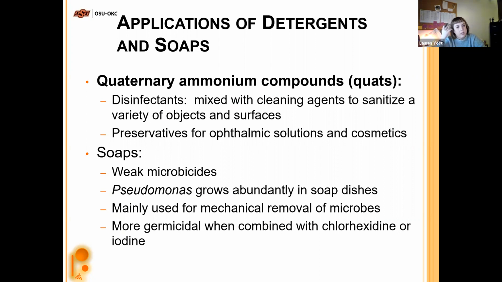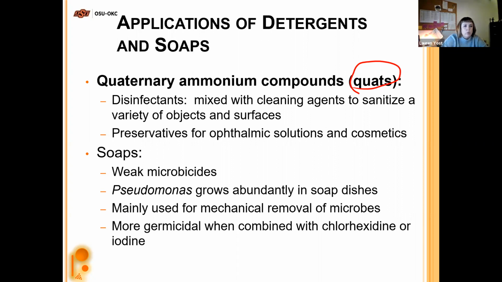So moving into the quaternary ammonium compounds, called quats. These are disinfectants that can be mixed with cleaning agents to sanitize. They are preservatives for ophthalmic solutions and cosmetics like your contacts. And they can be used in soaps.